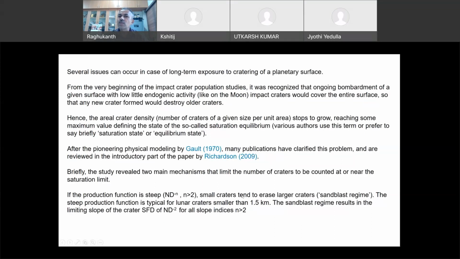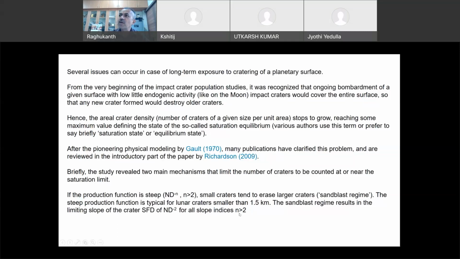That means the small craters erase the large crater. Then the sandblast regime, which I showed you, right? One big crater got disappeared due to small craters. So then they say the limiting slope for all slope indices n greater than 2.